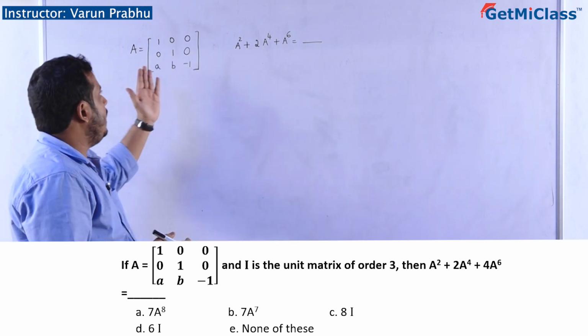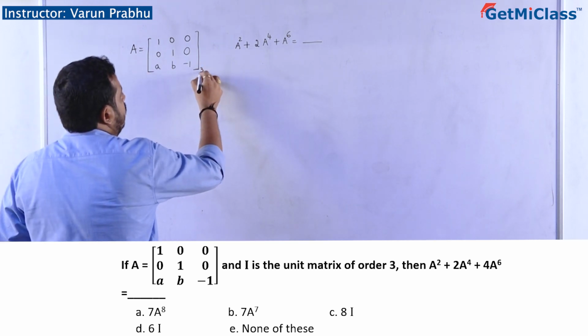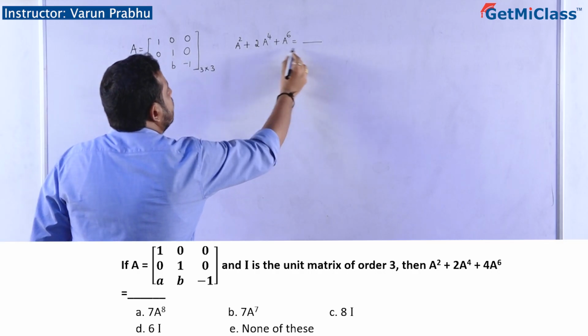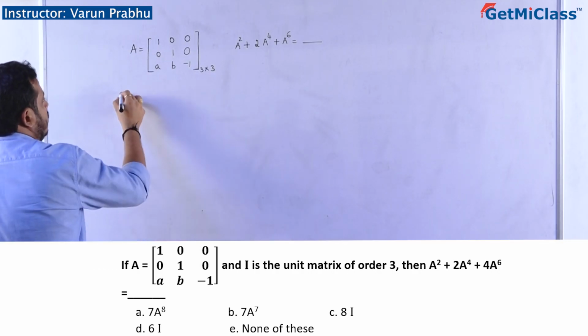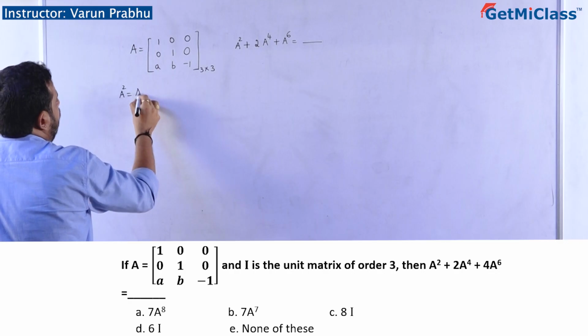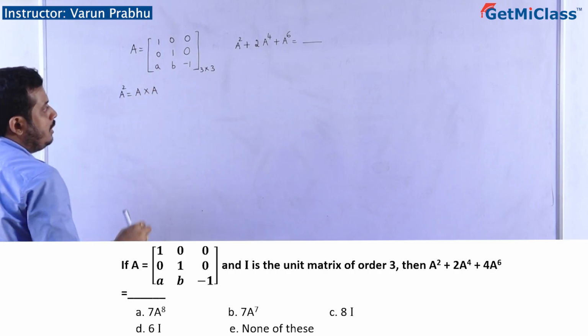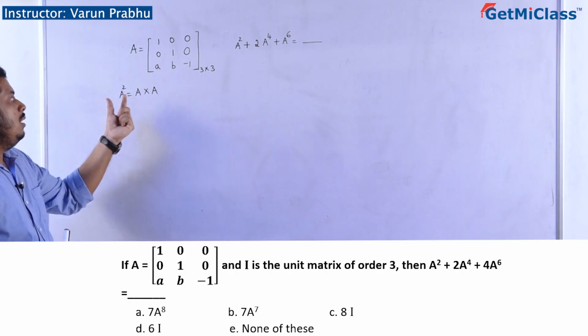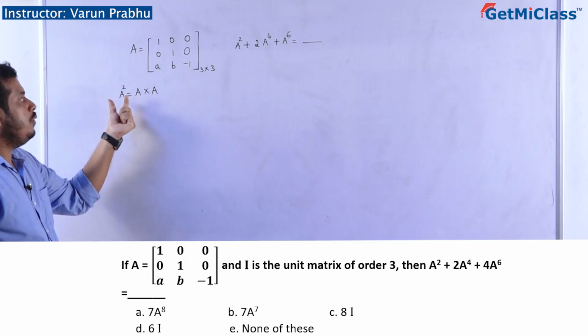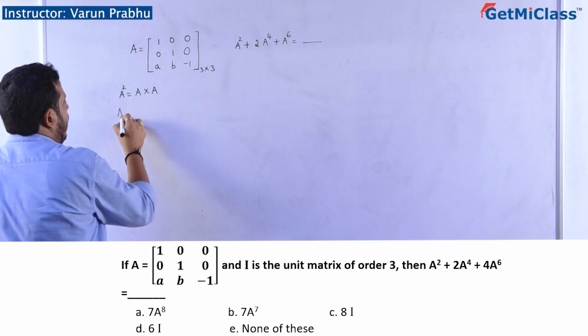In this case, there is a matrix which is given, students. If a 3 cross 3 matrix is given, then what is the value of this equation is the question asked. So first we'll try to find out. In matrices, you always try to establish one pattern. Is it okay? So we'll find out A square, that is equal to A into A.